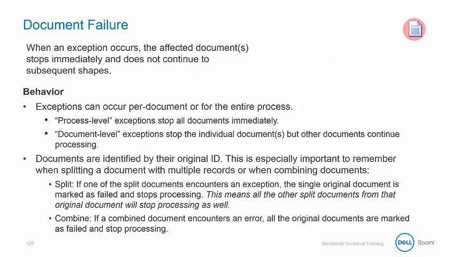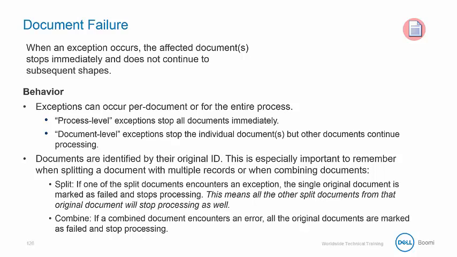Now we're going to wrap all these concepts together and talk about document failure. When an exception occurs, the affected document stops immediately and does not continue to subsequent shapes. What happens on the back end is AtomSphere marks the original document ID as a failure, and that has some repercussions. A process level exception stops all documents and the entire process immediately. But a document level exception will stop just the individual document, but other documents will continue processing.